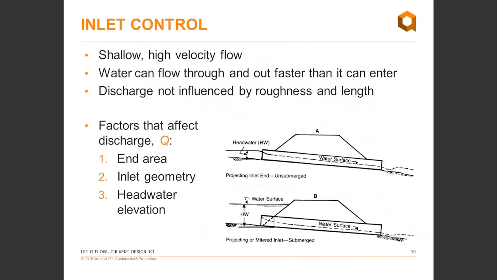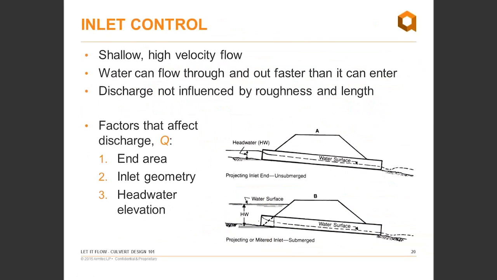Now, there are two main types of culvert design to consider, and each type depends on what controls the amount of water that can flow through the culvert. The first type is an inlet control culvert. This is where the capacity of the culvert is governed by the amount of water that can enter the culvert. Water can flow through and out of the culvert faster than it can get in.